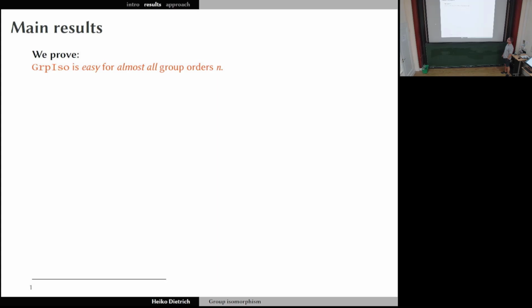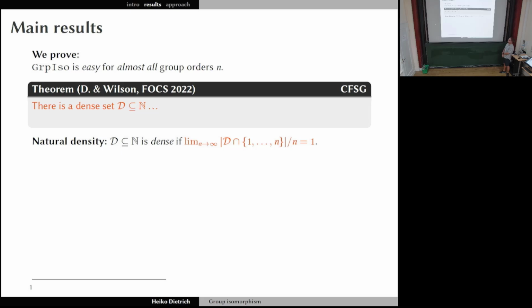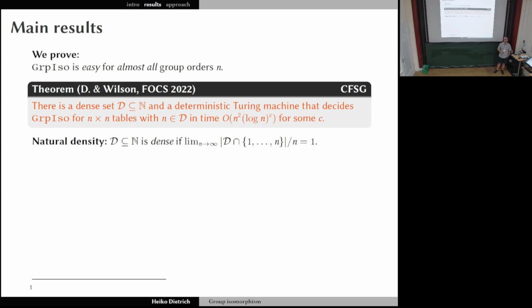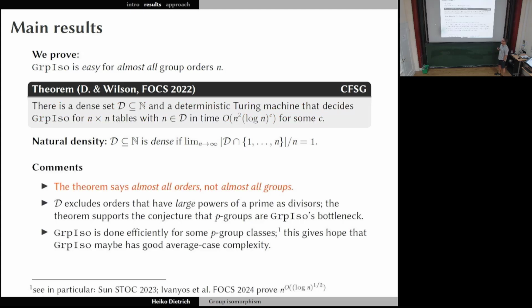All right. So what have we proved? Well, my abstract and title gave it away. We basically showed that group isomorphism is easy for almost all group orders. So what does that mean? Well, it means there's a dense set. What is the dense set? A dense set of positive integers is a set such that this limit here goes to 1. It's sometimes also called the natural density. So there's a dense set of non-negative integers, our group orders, such that when you hand the computer two n times n tables with n being in that set, then there is an algorithm that decides whether you have groups and whether they are isomorphic. And the complexity is basically as good as possible because it's O of n squared log n to some c. That's pretty good.